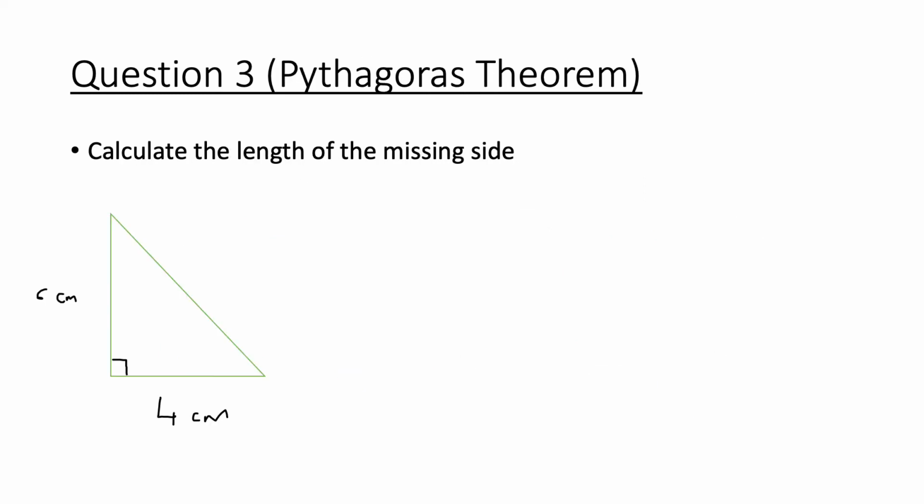Right, guys, calculate the missing lengths. So the length of the missing side, 6 centimeters, 4 centimeters, and then I've got this missing side. So I'm going to use Pythagoras to work this out. So let's just call this x for argument's sake, so x centimeters. Now, this length has a special name. It's called the hypotenuse.